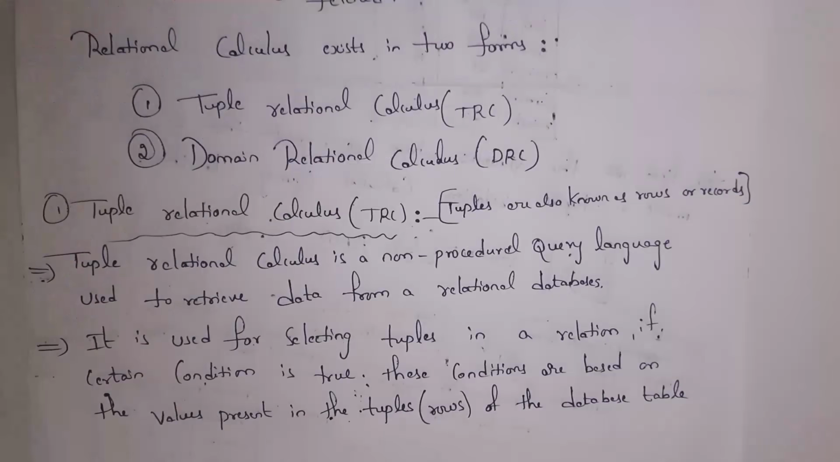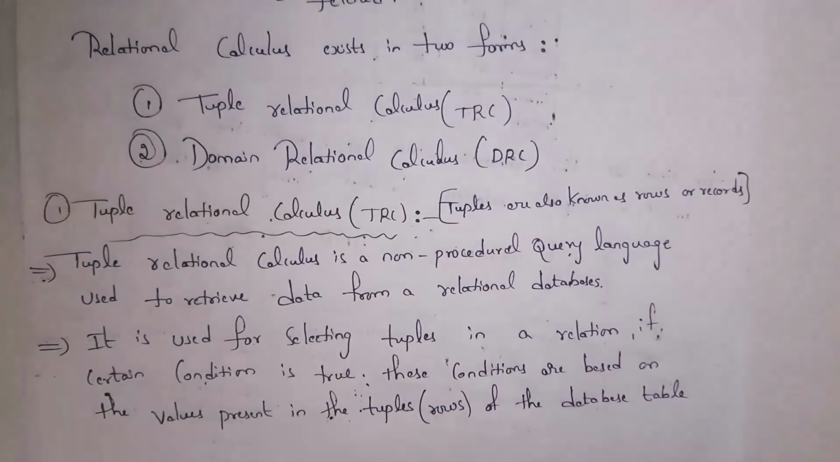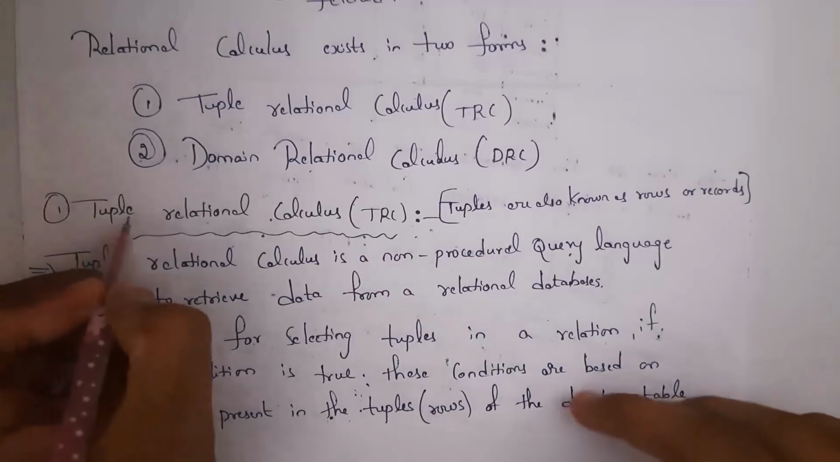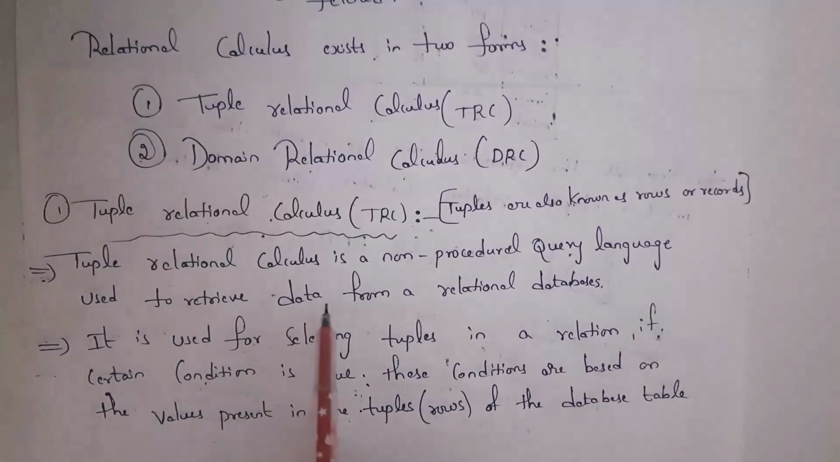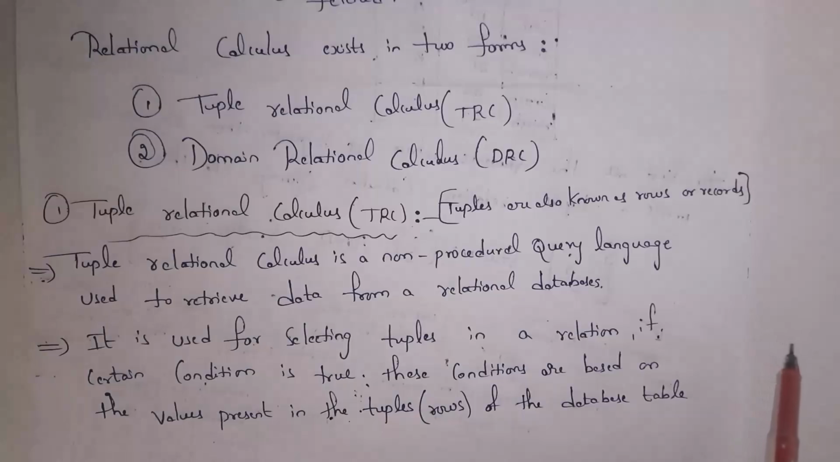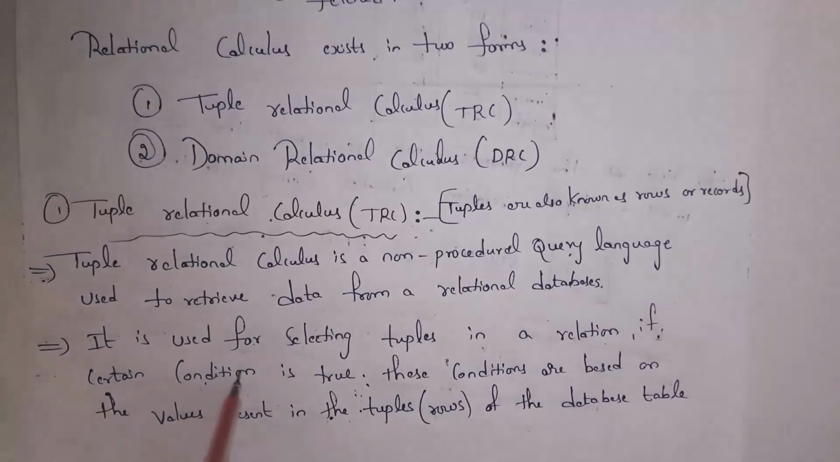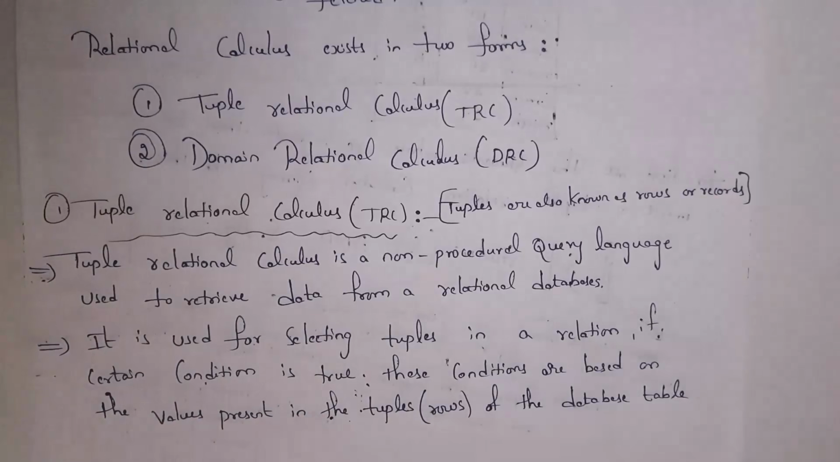There are two forms of relational calculus. They are tuple relational calculus and domain relational calculus. At first I will explain what is tuple relational calculus. Guys, a tuple is nothing but a row, or we also call a tuple a record. Tuple relational calculus is a non-procedural query language that is used to retrieve data from relational databases. If you want to retrieve data from tables, then you can use tuple relational calculus. It is used for selecting tuples in a relation if a certain condition is true. These conditions are based on values present in rows of the database table.